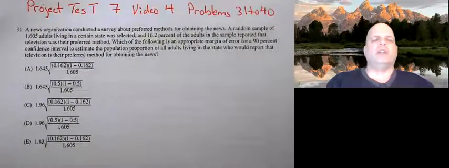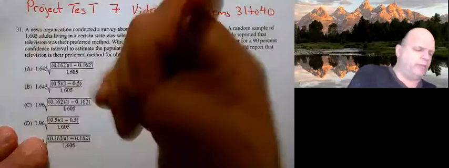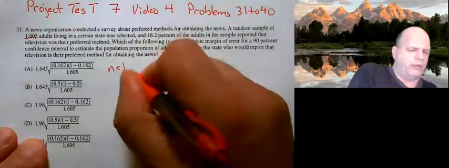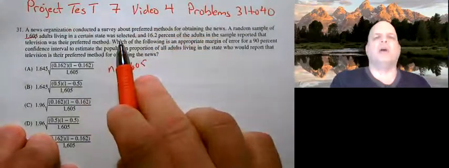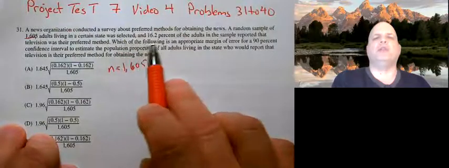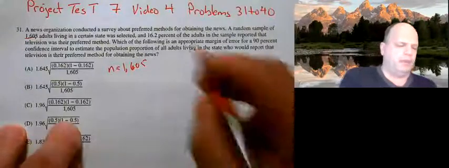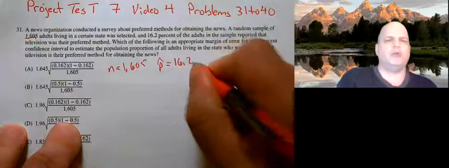A news organization conducted a survey about preferred methods for obtaining the news. A random sample of 1,605 adults. We have it as 1,605. I'm going to write that down. n equals 1,605. Living in a certain state was selected, and 16.2% of the adults in the sample reported that television was a preferred method. So P hat equals 16.2.